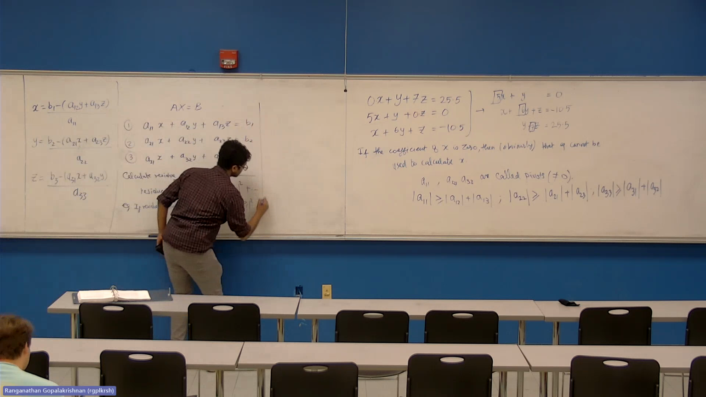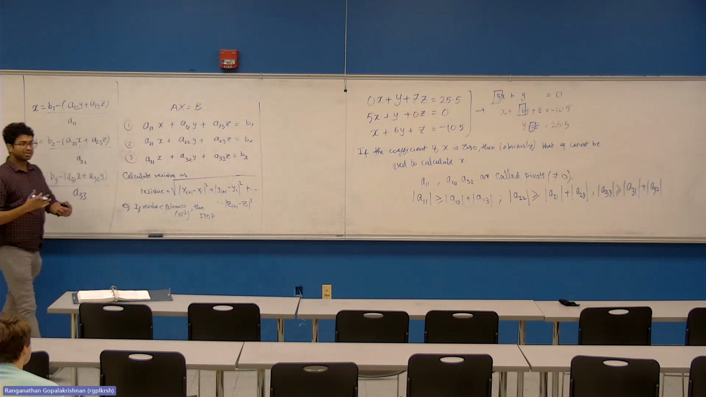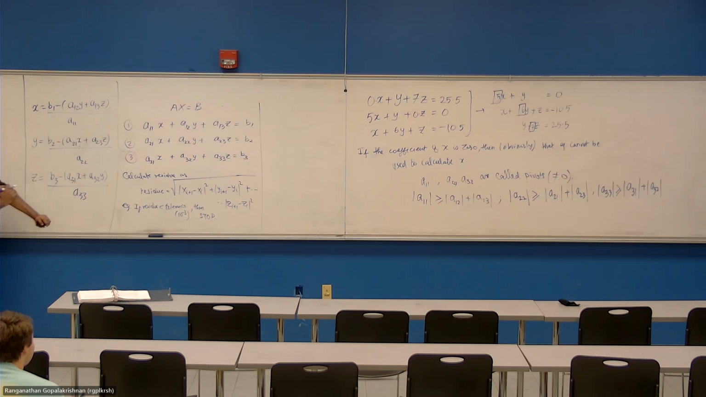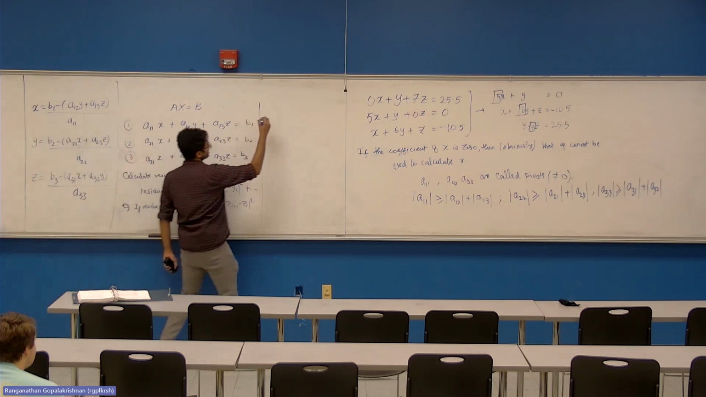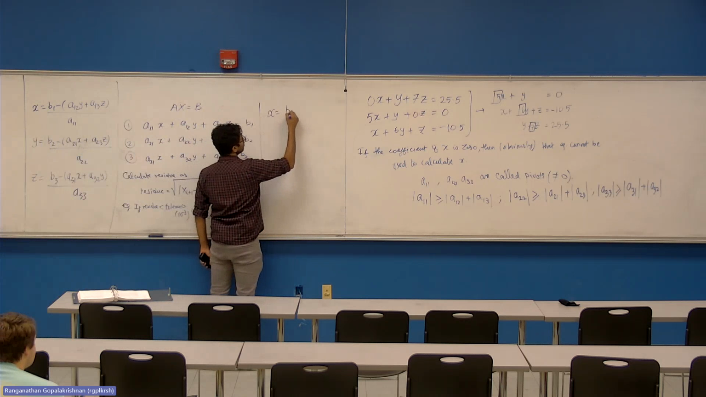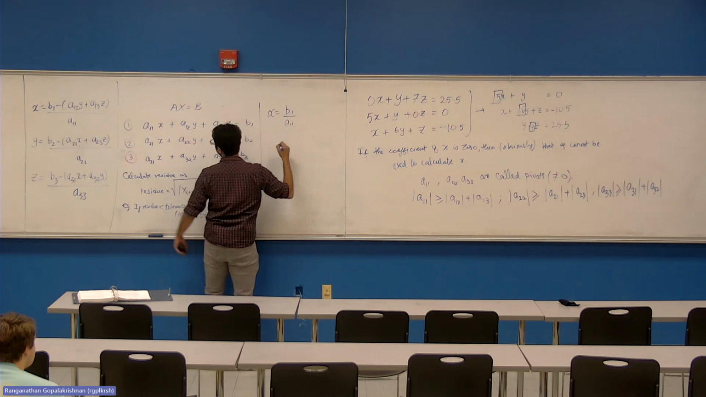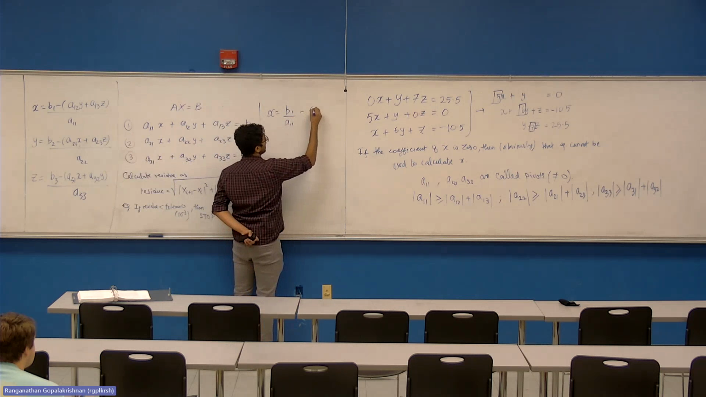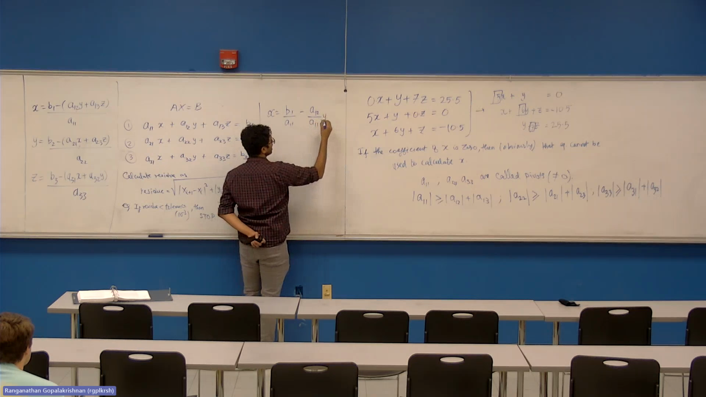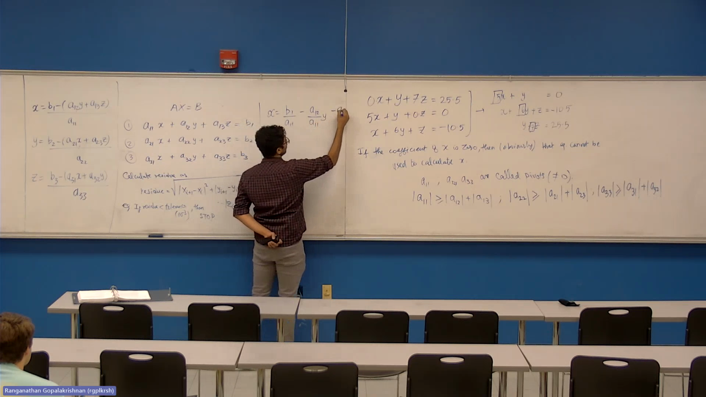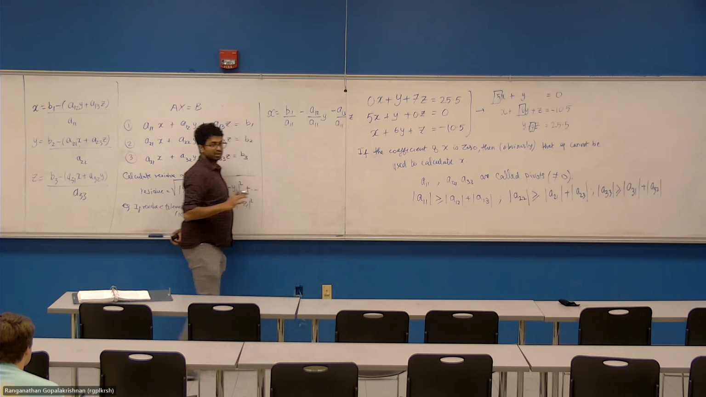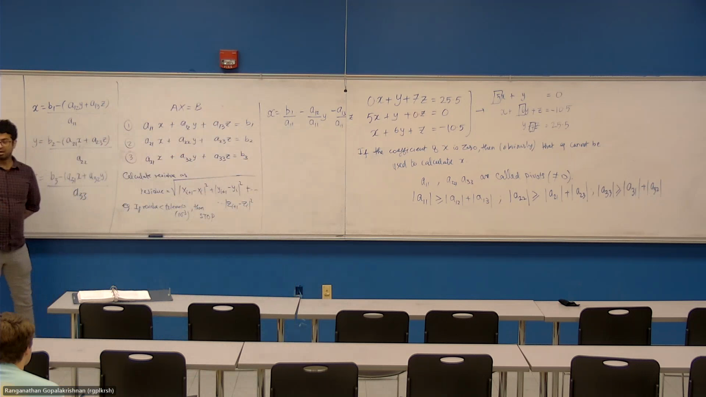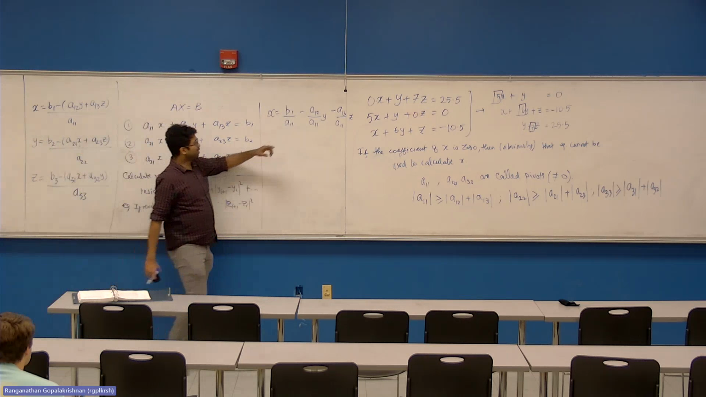I can say the answer, but it wouldn't be as fun. That's why I'm asking you to think of it. So look at x. X is B1 divided by A11 minus A12 divided by A11 times y minus A13 divided by A11 times z. Okay. When you do iteration, what happens?